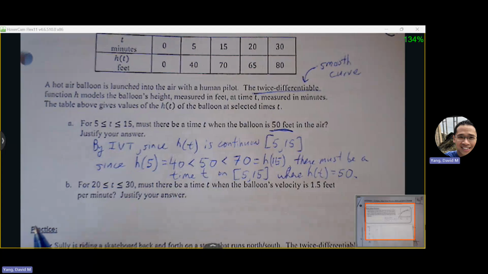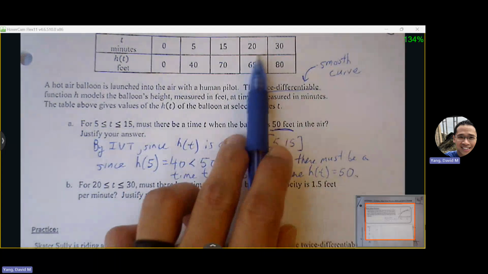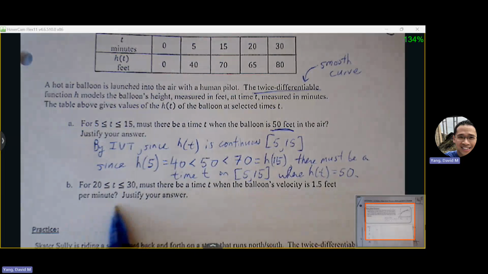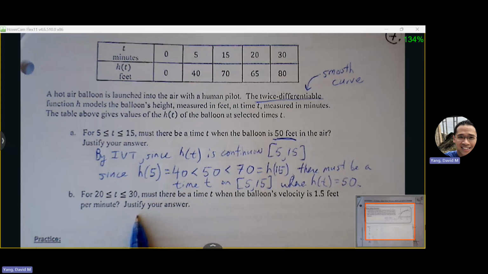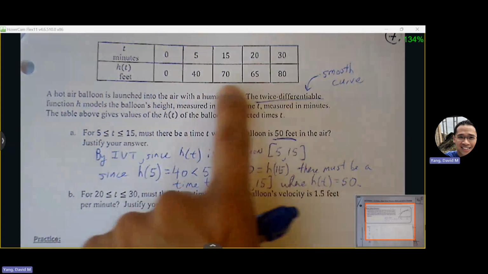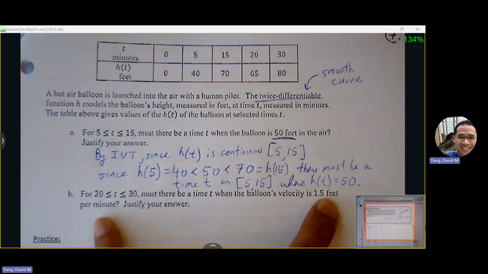Okay, now the more difficult part is part B. It says between 20 and 30 minutes, must there be a time when the balloon's velocity is 1.5 feet per minute? So this one feels more abstract because we have the locations, but we don't have anything about velocity. So how can we figure out if we can guarantee this velocity?